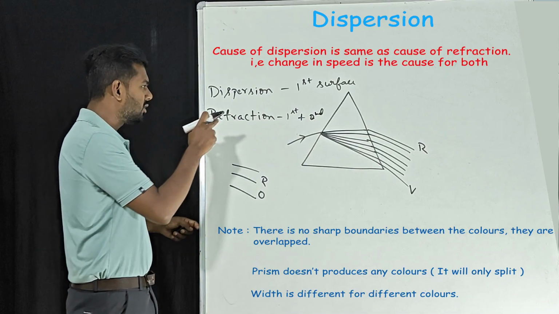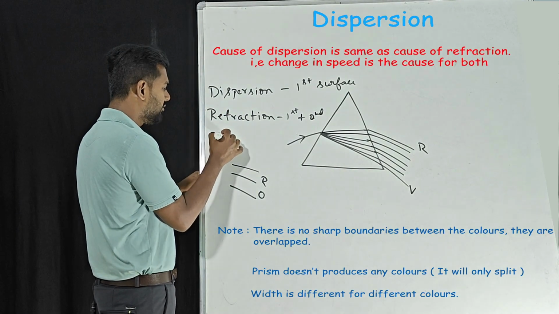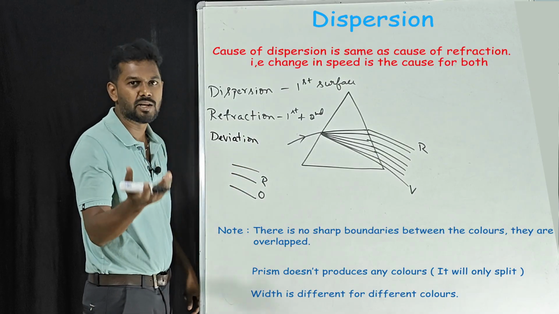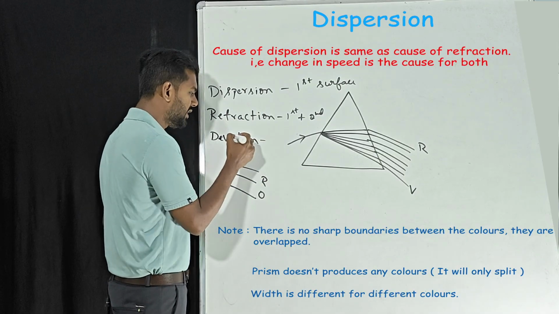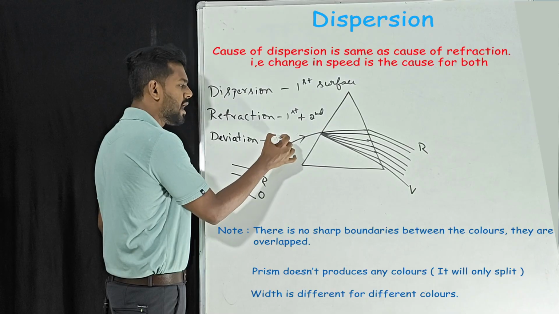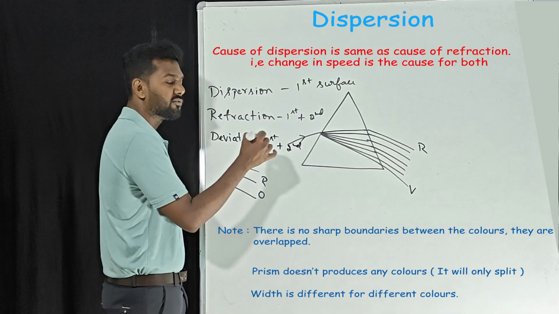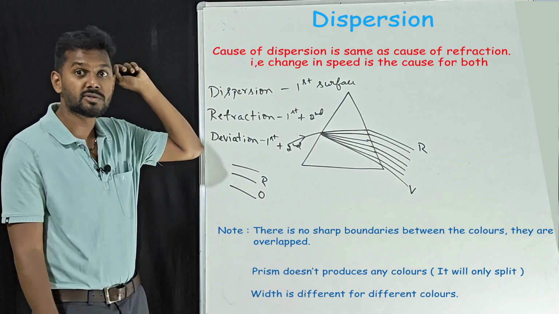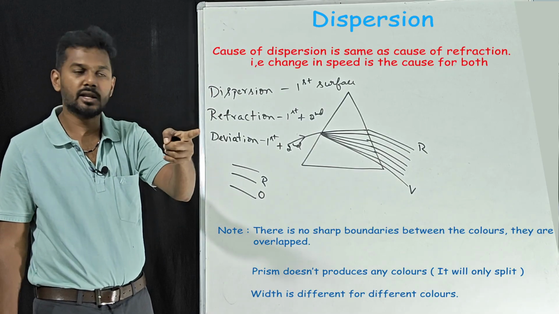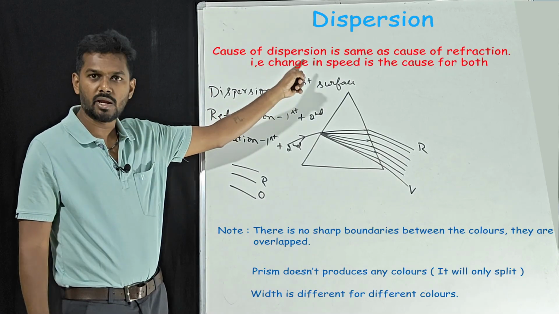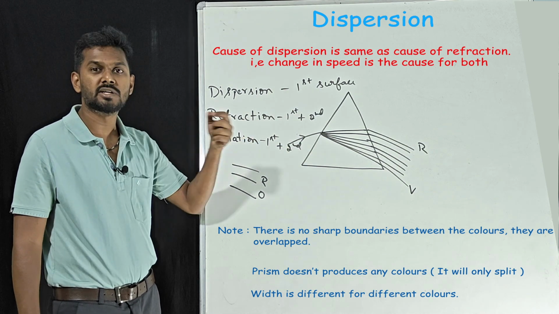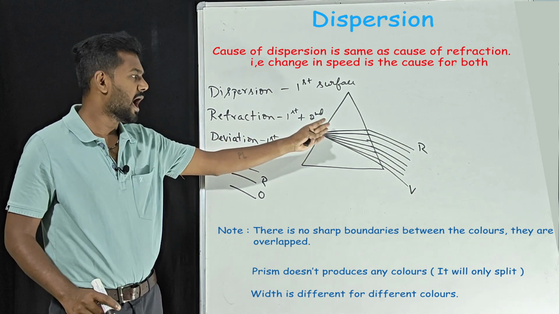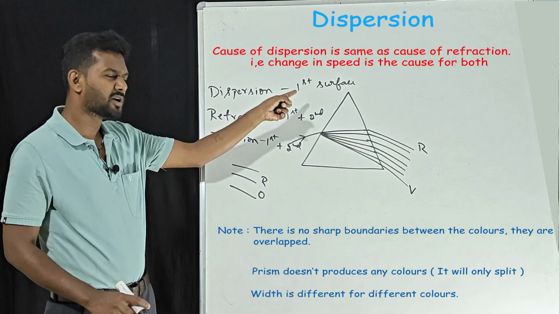Keep this in mind. Not only refraction, but also deviation. Deviation means change in angle. Whenever refraction happens, deviation also happens. So deviation and refraction both will happen at the first and second surface. Keep this in mind. So dispersion happens at only one surface, the first surface, because it is nothing but splitting of colors. That will already be split at the first surface only. Again it will not get split. That is nothing but dispersion.